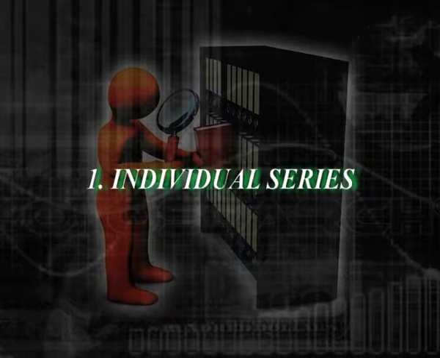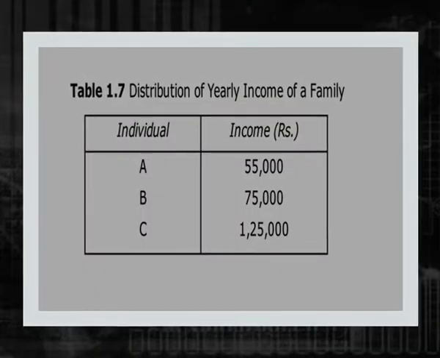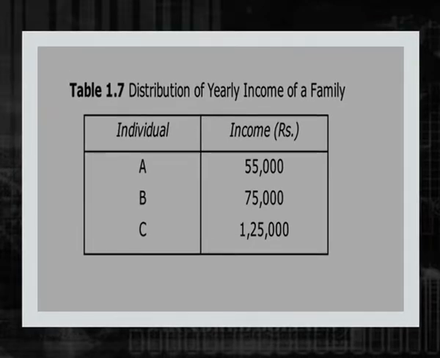First one, individual series. In this series, items are observed individually and are listed as individual cases. They may be placed in ascending order, descending order, or no order. Table 1.7 gives us a distribution of yearly income of a family.